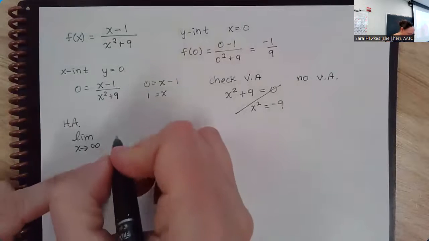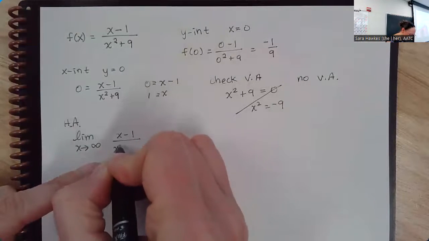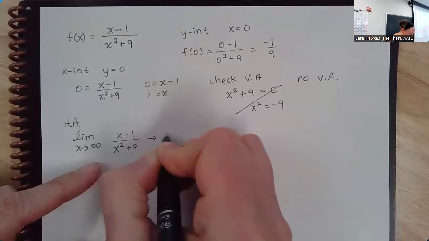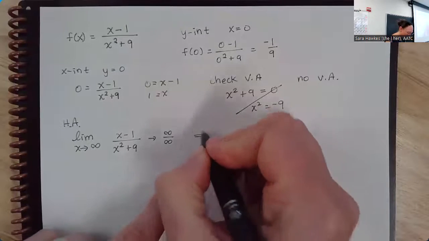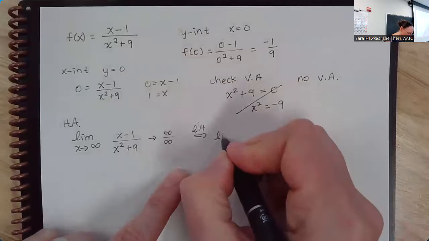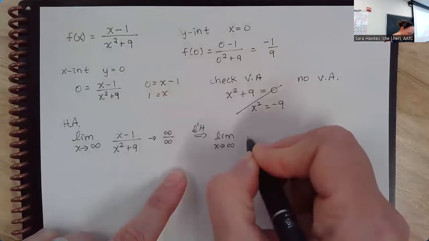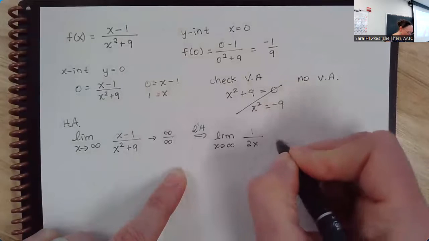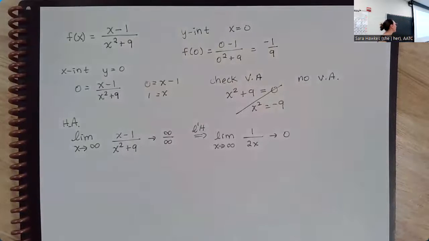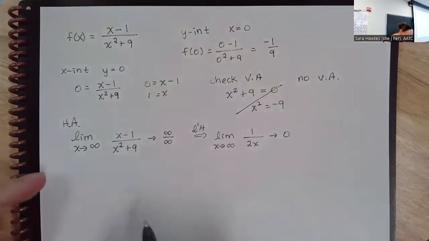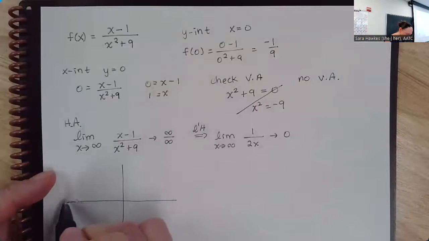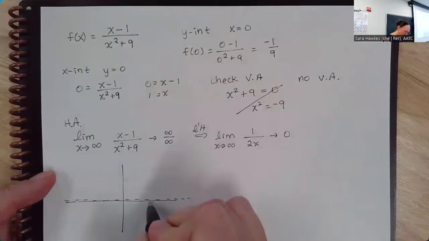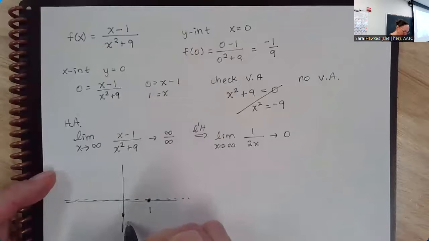Here, nothing interesting is happening. I just have a rational function. If I plug it in, I get infinity over infinity. So we can use L'Hopital's. Derivative of the top is 1, derivative of the bottom is 2x, and that limit is going to 0. So things I know so far, I'm going to go ahead and put on the graph. I've got a horizontal asymptote of 0, an x-intercept of 1, and a y-intercept of -1/9.